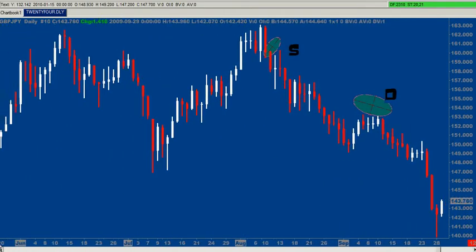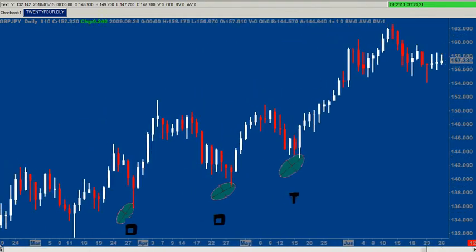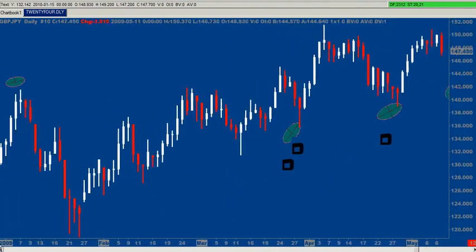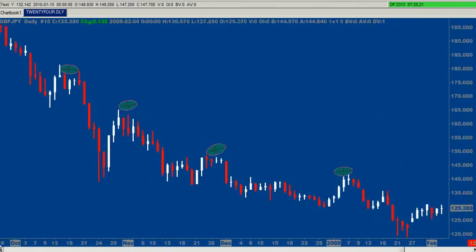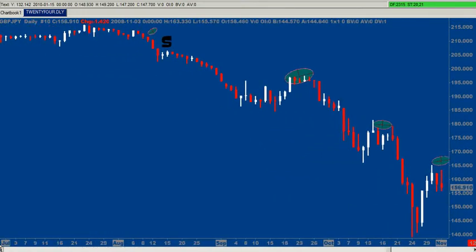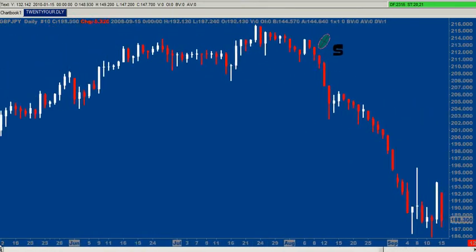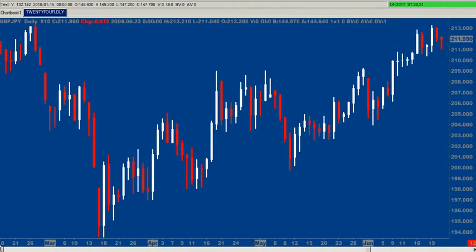What is a double green signal? What is a double red signal? What is a triple green signal? What is a triple red signal? What is a single green signal? What is a single red signal? And so on and so on.